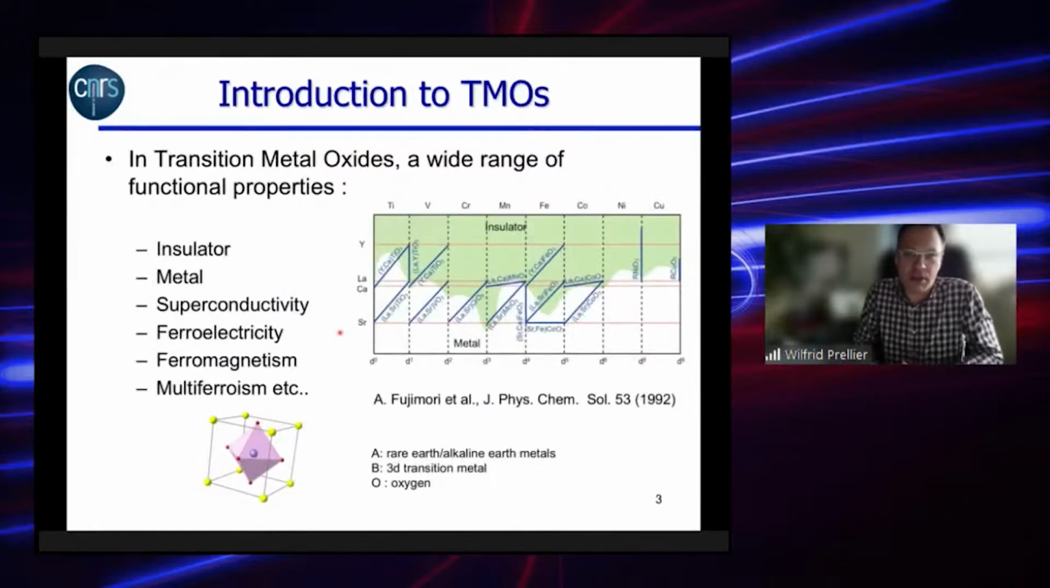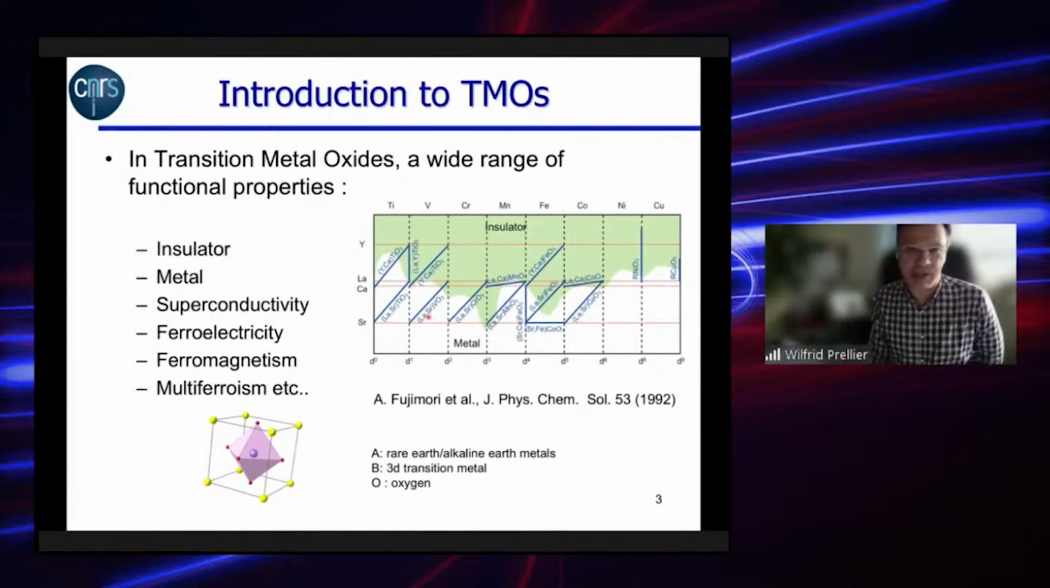So you probably all know that in transition metal oxides, there is a wide range of functional properties which include insulator, metal, superconductivity, and also ferroelectricity. And basically, when you look at the Mendeleev table, you can see that some of them will be more dedicated to metal, like chromium oxides, or titanium will be mostly ferroelectric. If you want to learn about superconductivity, you will be using mostly copper oxide.